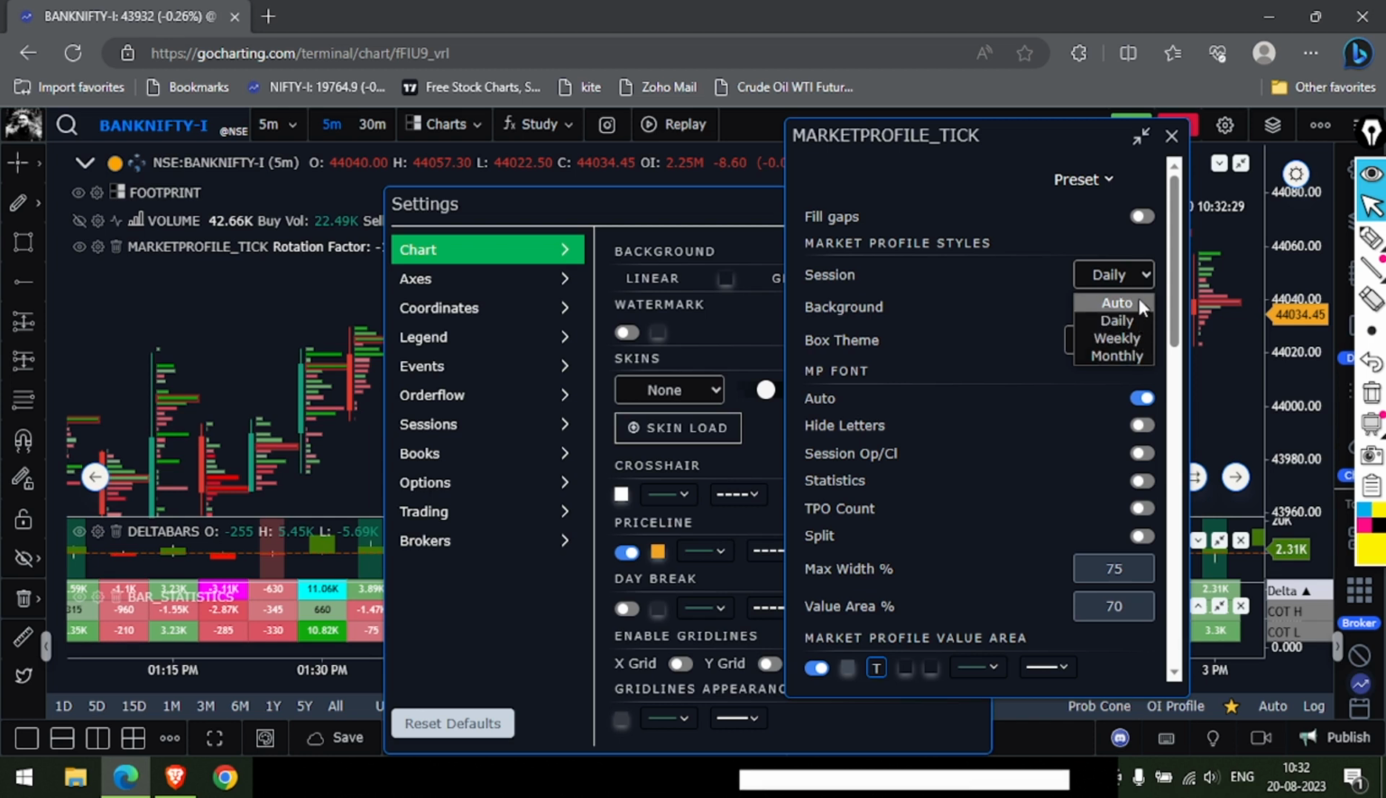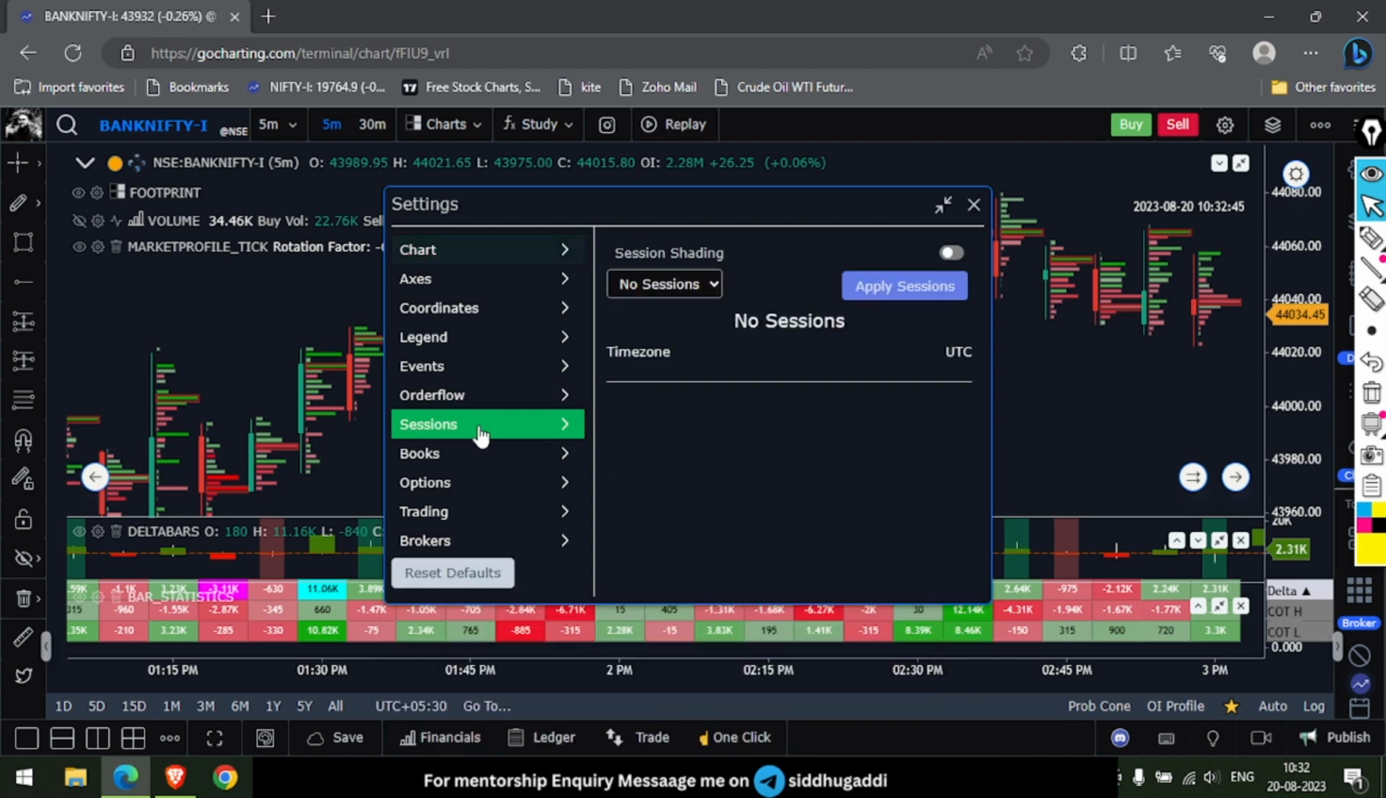When you set it to auto, you have plenty of options, including the session. Here you need to select which session you are going to trade, whether you are trading in the MCX or in US stocks. If you are someone who is trading forex, then you just need to apply this session.